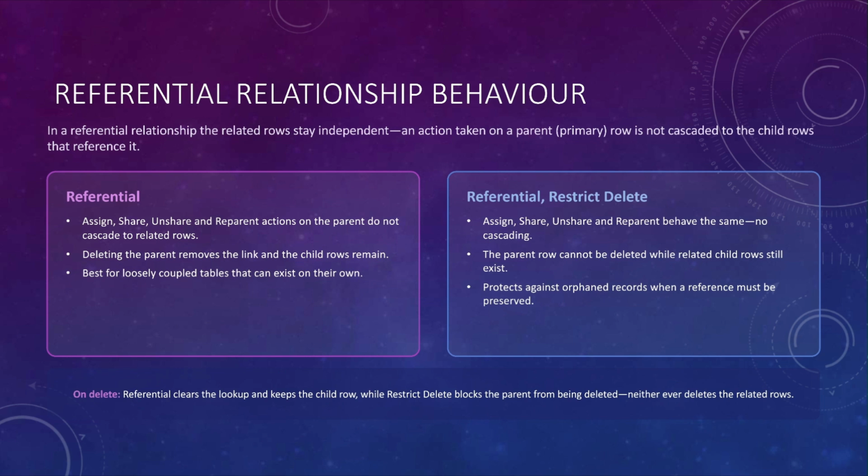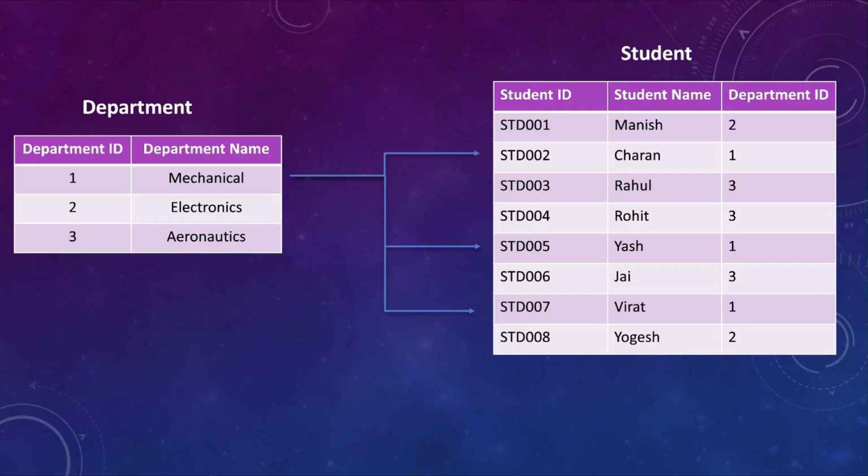I'm going to show two operations. I'll show this assign operation and I'll show the delete operation. I'll show these operations in these tables. I have these two tables in my Dataverse, the department and student, and they have a one-to-many relationship. As we can see, one row in the department is linked to many rows in the student.